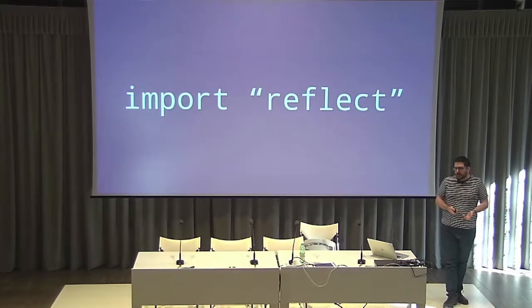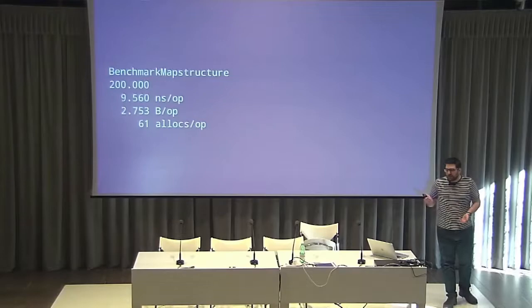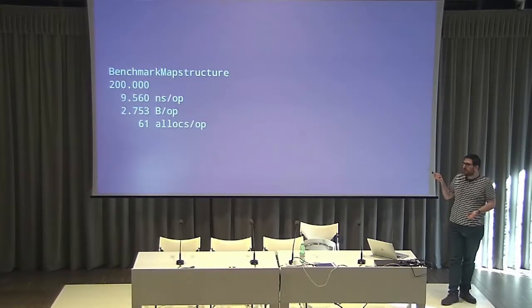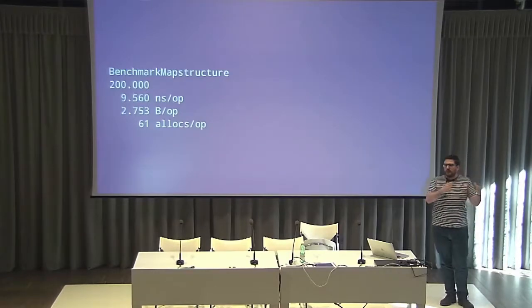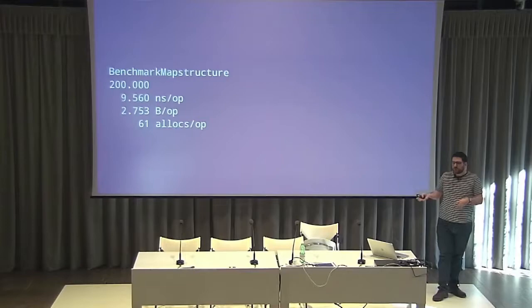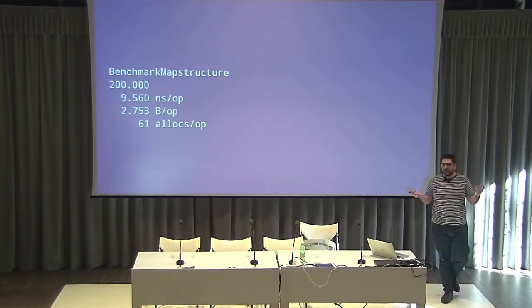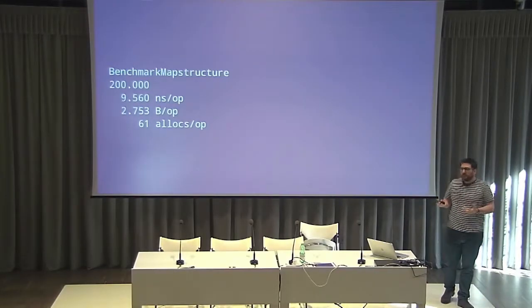It turned out we were having some performance issues. So we did some benchmarking, and we saw that in a very simple benchmark, using a map structure to convert a map, copying the data from a map into a struct, was taking 61 allocations for each operation. So it was generating tons of garbage that we actually didn't need.